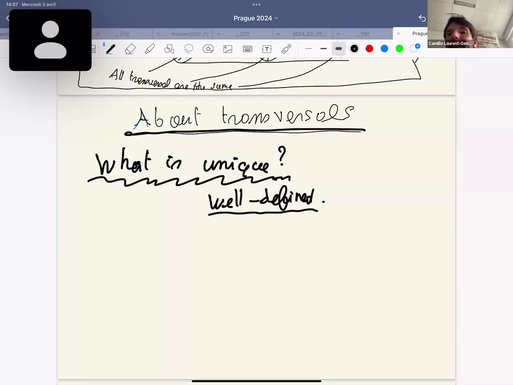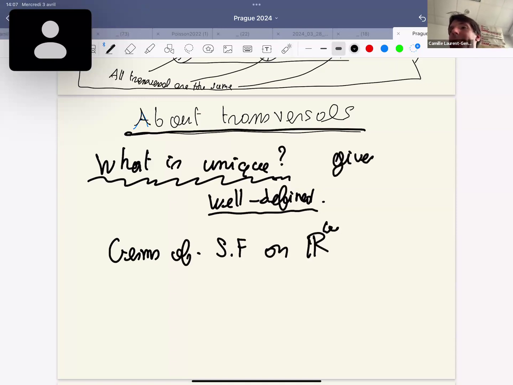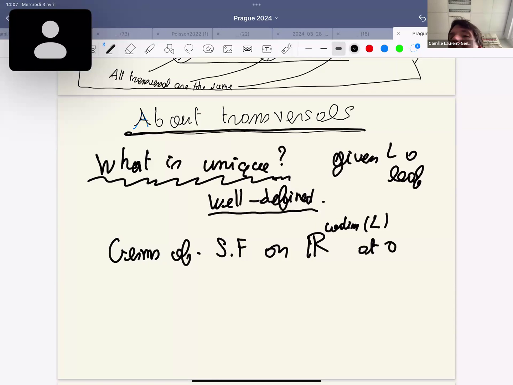So I just said it's a germ of singular foliation on R to the power codimension, so given a leaf L, on R to the power codimension of L at 0. And of course, it is a singular foliation for which the point 0 is a leaf, okay?